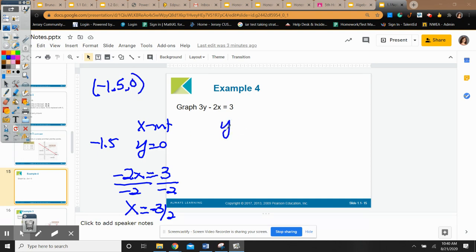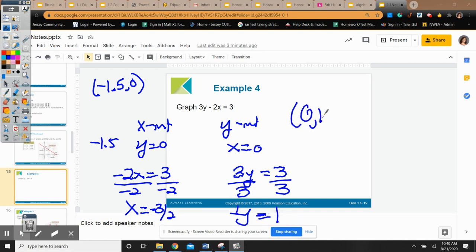Okay, then to find the y-intercept means x equals 0. If x equals 0, I will get 3y minus 0 equals 3, or just 3y equals 3. I'm getting a little shaky. I think it's the battery maybe, so I'm sorry if that freaks you out a little bit. Look at that. Oh my gosh. That's y equals 1. So x equals 0, y equals 1 is another point. So we get negative 1.5, 0 and over 0, up 1 for another point, and you can graph it like that. 2 points is all it takes.